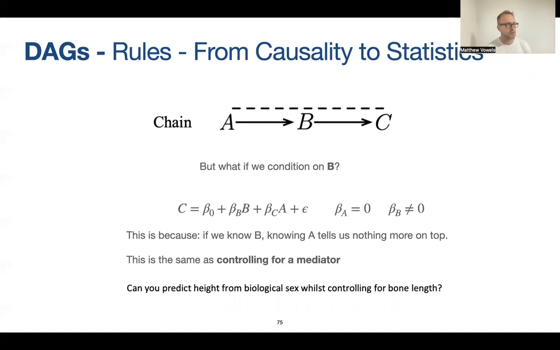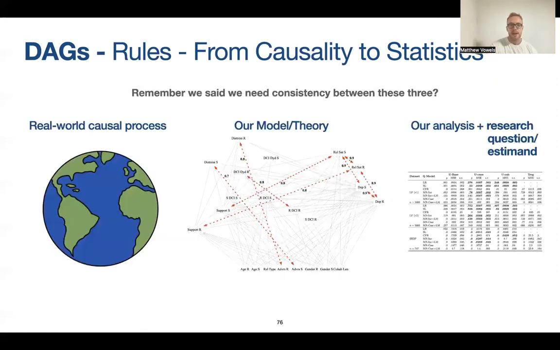An example of this that I saw in a talk, which I can't remember right now, is: can you predict height from biological sex if you control for bone length? In that case, height would be C, biological sex might be A, but B is bone length, in which case, once you know the bone length, knowing whether someone's male or female tells you nothing more about their height. It's just an unimportant predictor in this model. Essentially, the bone length explains all the variance in C which is necessary, and A is given no chance. There's nothing left for it to explain once B is in the model.